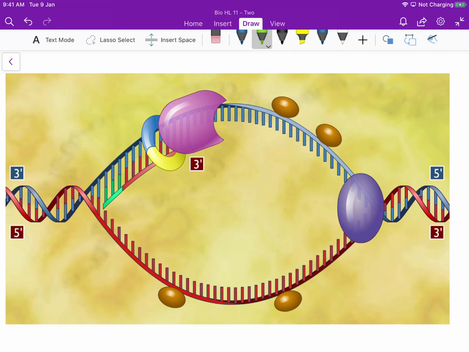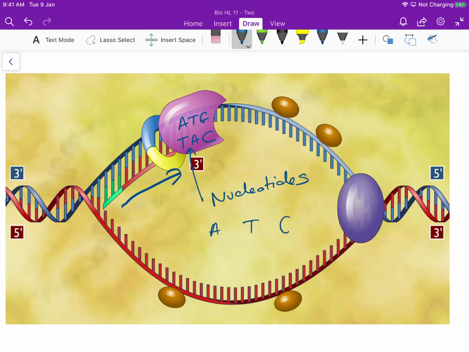Then DNA polymerase 3 is moving along and it's reading. So as it reads the bases, it can now put in the correct matching base. And these bases, these nucleotides, so we've got A's, we've got T's, we've got G's, we've got C's, and they're all just floating around.